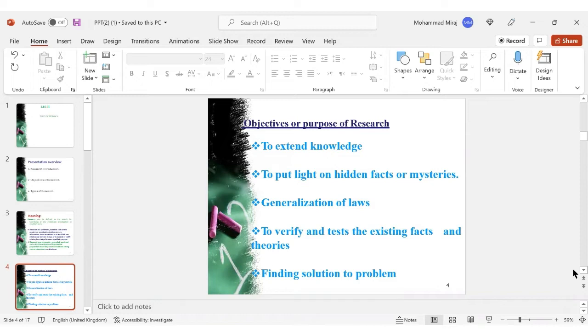Is this point clear to everyone? What are the objectives or the purpose of the research?